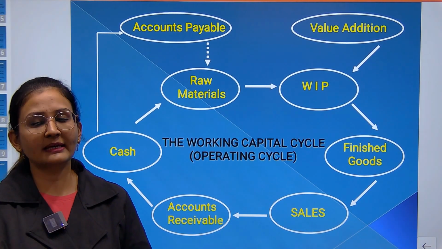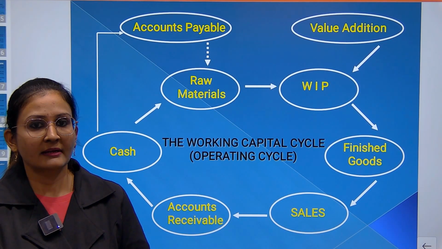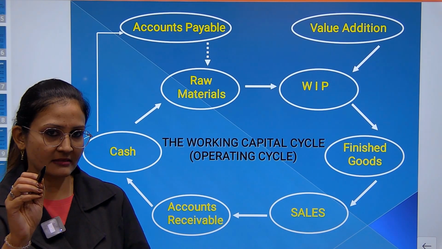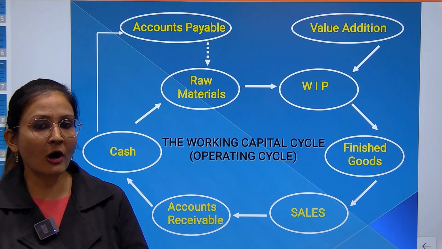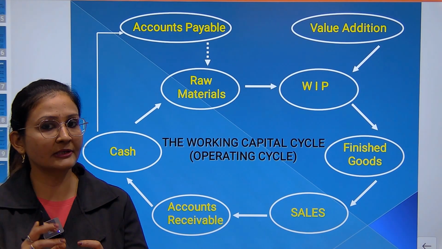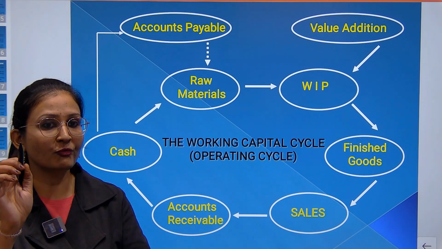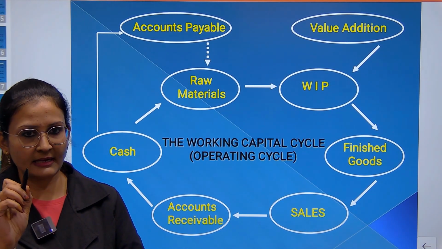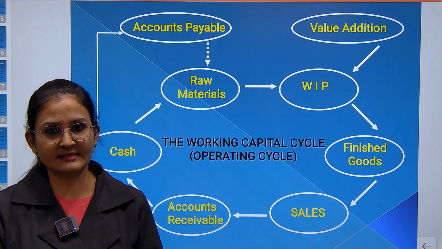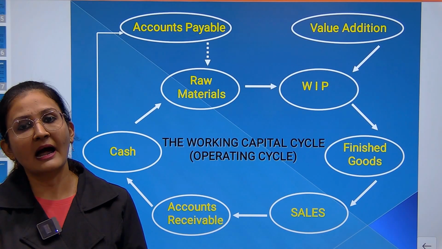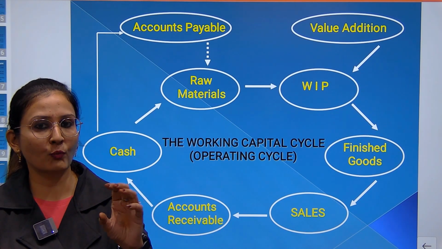Now, this is the working capital operating cycle, accounts payable and value addition. Now we will see the chart that starts with the raw material. Raw material in Hindi we say kacha mal. So raw material is the product which is converted into finished good. To convert this raw material into finished good, we go through WIP, that is work in progress. And for that work in progress, you require various overheads like material, labor and selling overhead, factory overhead, etc.